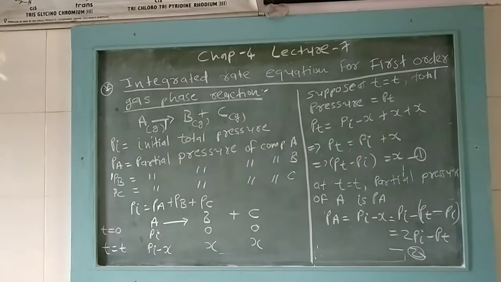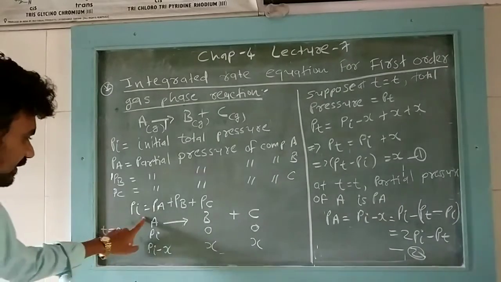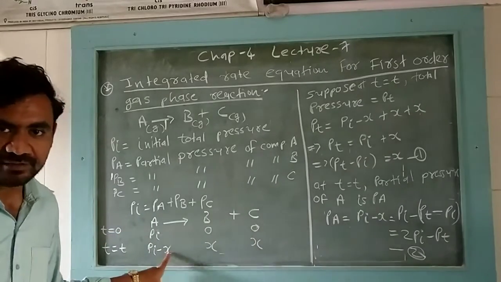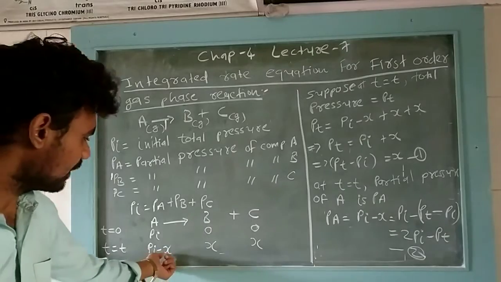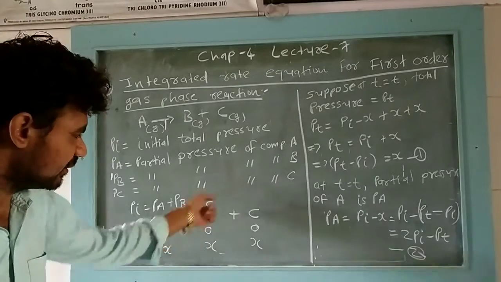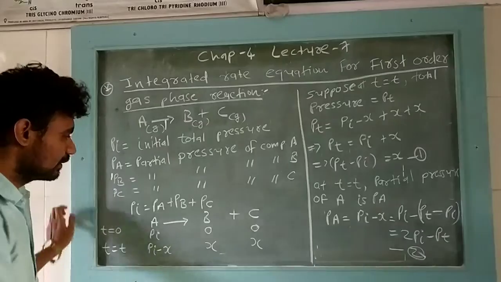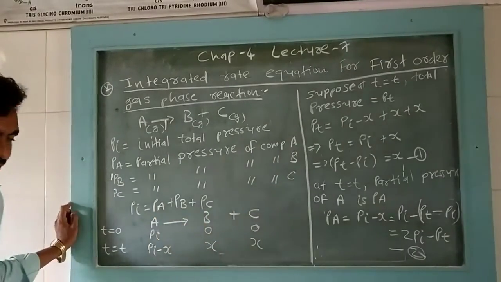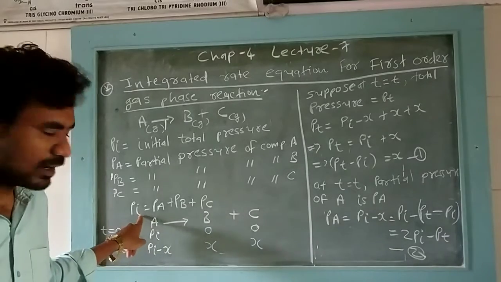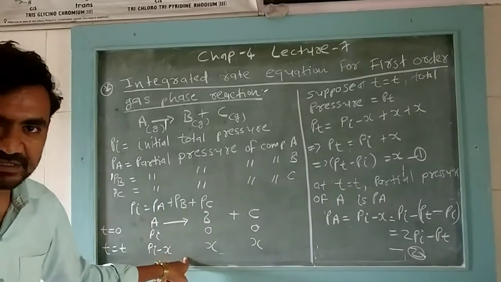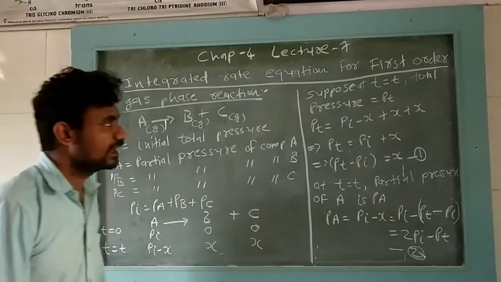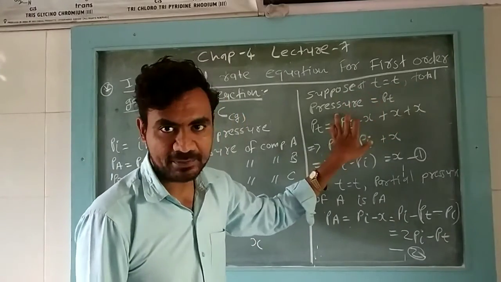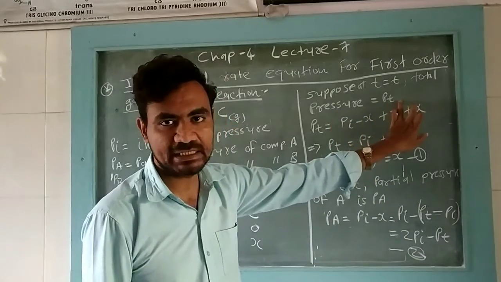Now at time t is equal to t, the pressure of A becomes Pi minus x. Minus x, why? Because x amount of pressure has converted into product. So pressure of B is x and pressure of C is x here. Pressure of reactant is Pi minus x. Now suppose at time t is equal to t, the total pressure is Pt.